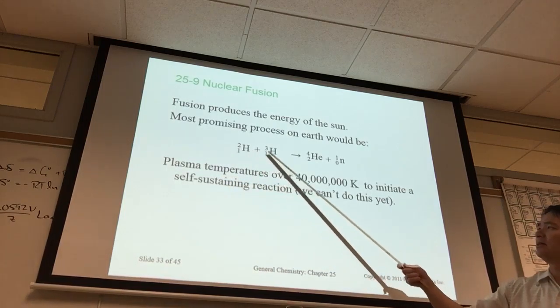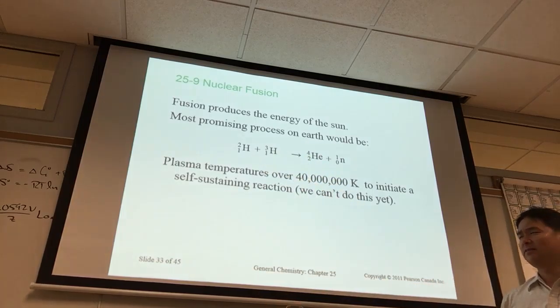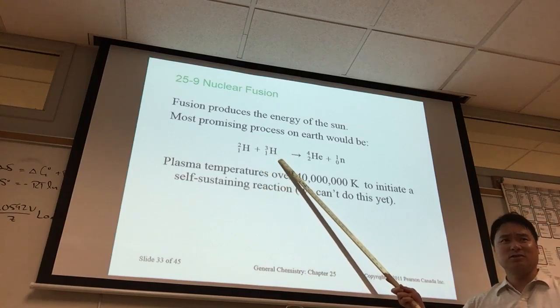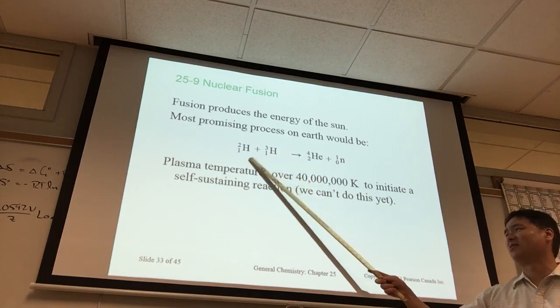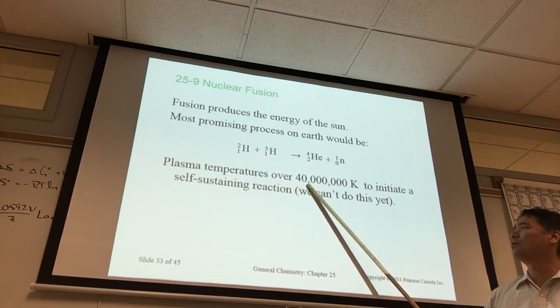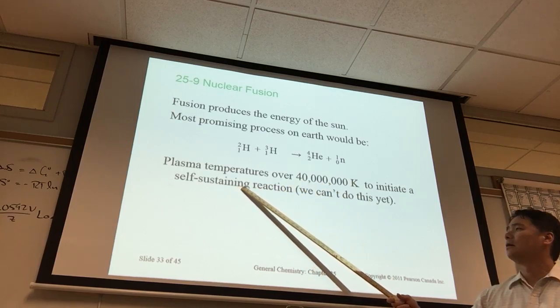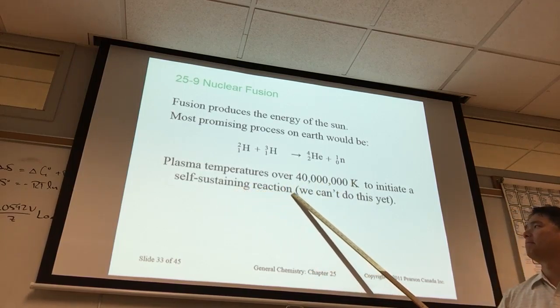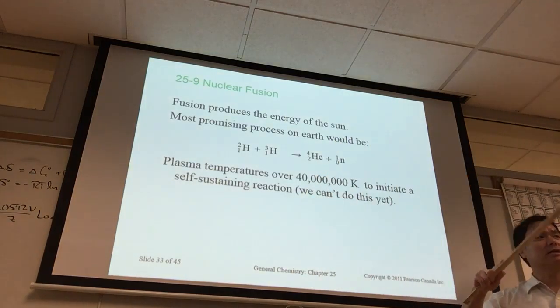But the problem is, how do you get these two to react? Well, you have a linear accelerator or a cyclotron, but then you just have a molecule or two reacting. It's not enough. You need lots of atoms reacting, not molecules. To get lots of atoms reacting, you need temperatures over 40 million Kelvin to initiate, just to increase the RMS speed enough to collide. This reaction is not spontaneous. The reaction releases energy, but the activation barrier is too big. You've got a huge activation barrier.